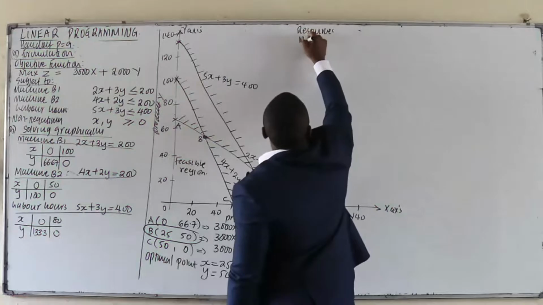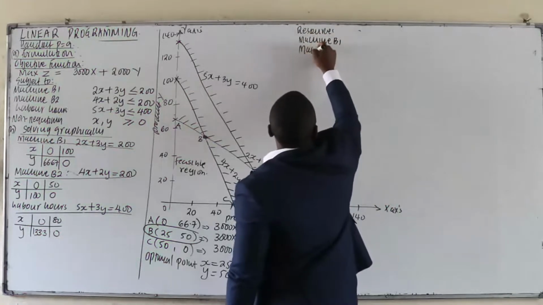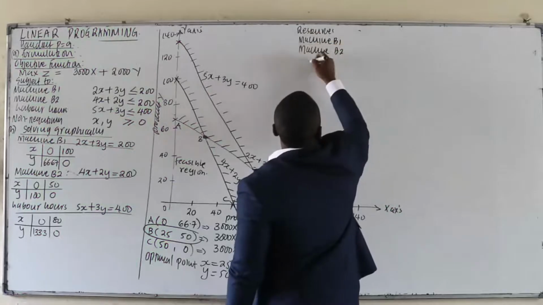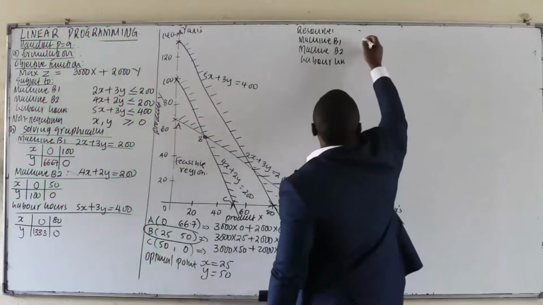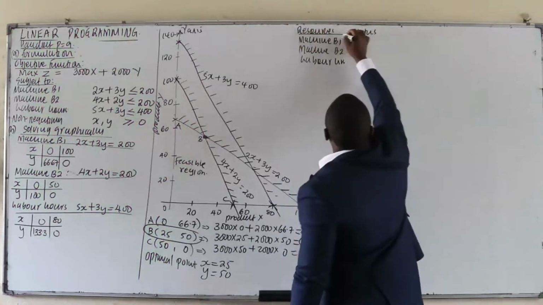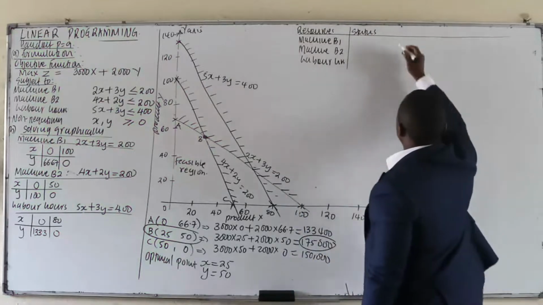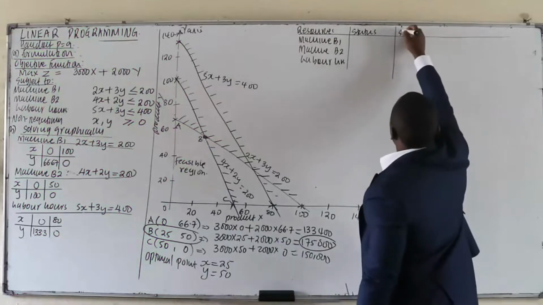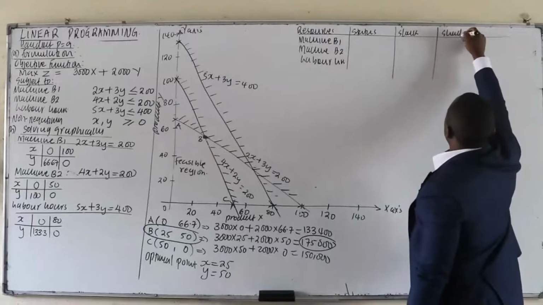Resources: we have machine B1, machine B2, and the labor hours. Then we get their status. Status means whether they are binding or non-binding. Then we also determine the SRAC as well as the shadow price.